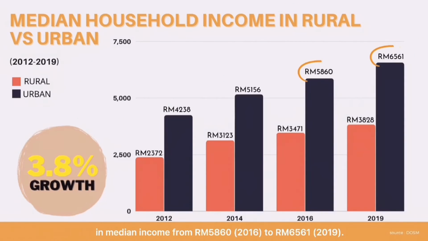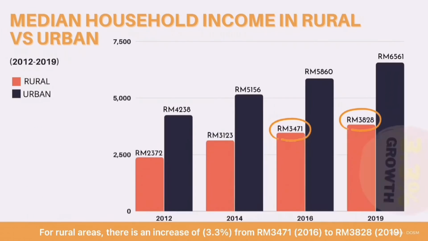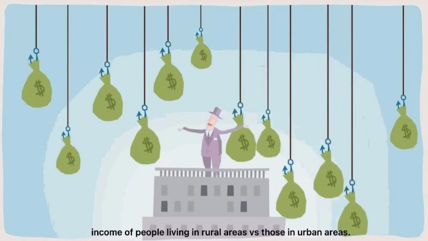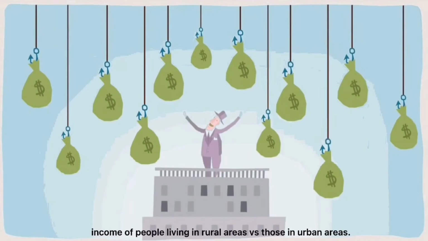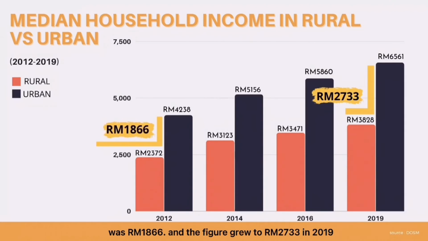Urban areas also recorded a greater annual growth rate, at a 3.8% increase in median income from 5,860 ringgit in 2016 to 6,561 ringgit in 2019. For rural areas, there is an increase of 3.3% from 3,471 ringgit in 2016 to 3,820 ringgit in 2019. And what should be of concern is the growing disparity between the income of people living in rural areas versus those in urban areas. In 2012, the difference between the median income of rural households versus urban households was 1,866 ringgit, and the figure grew to 2,733 ringgit in 2019.